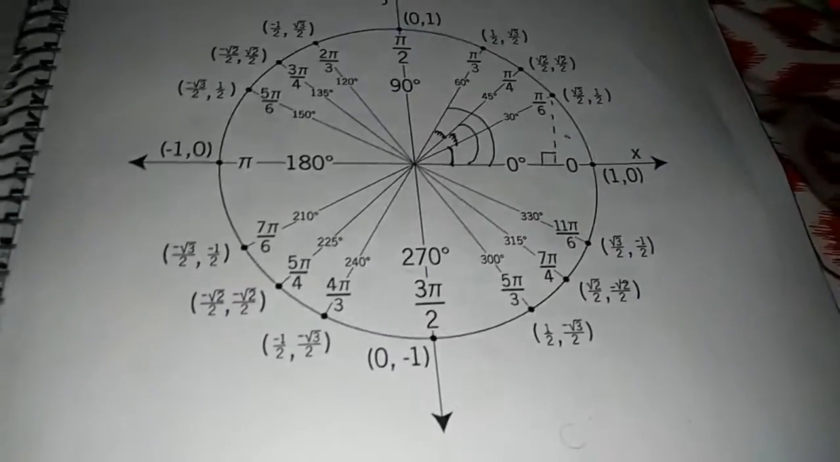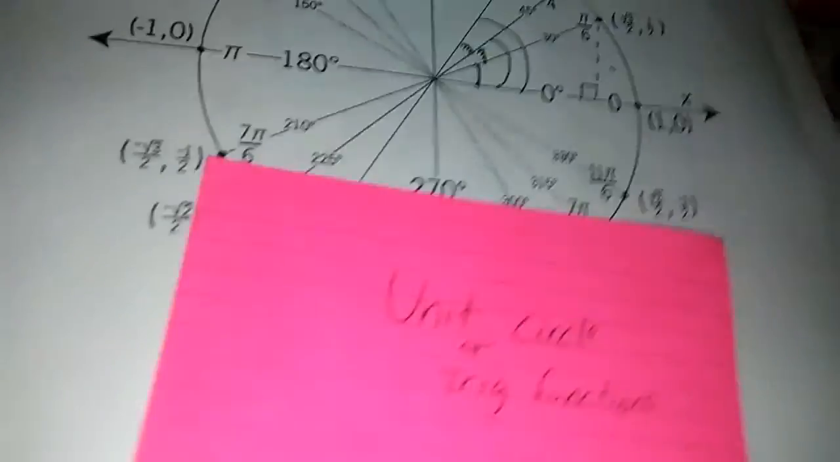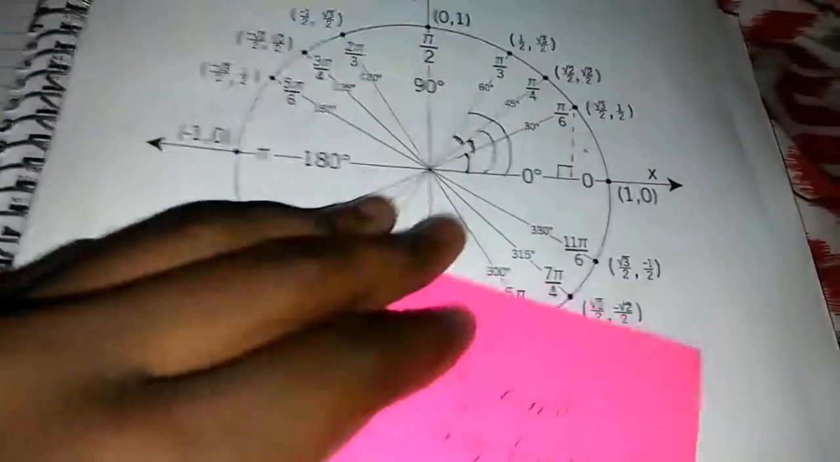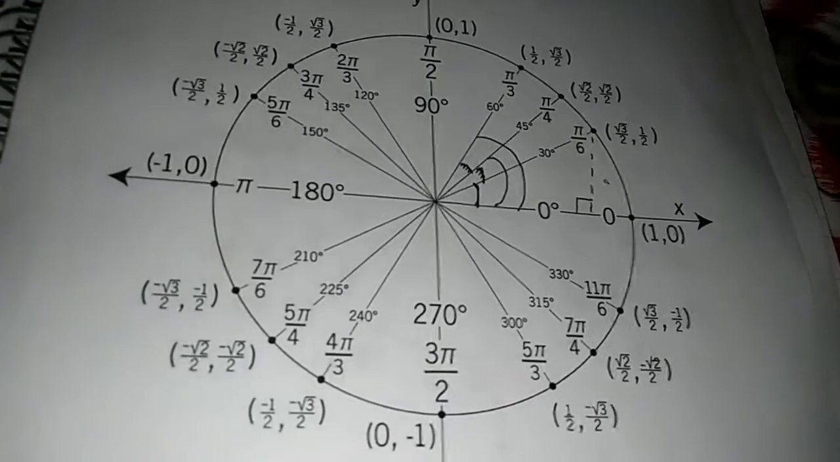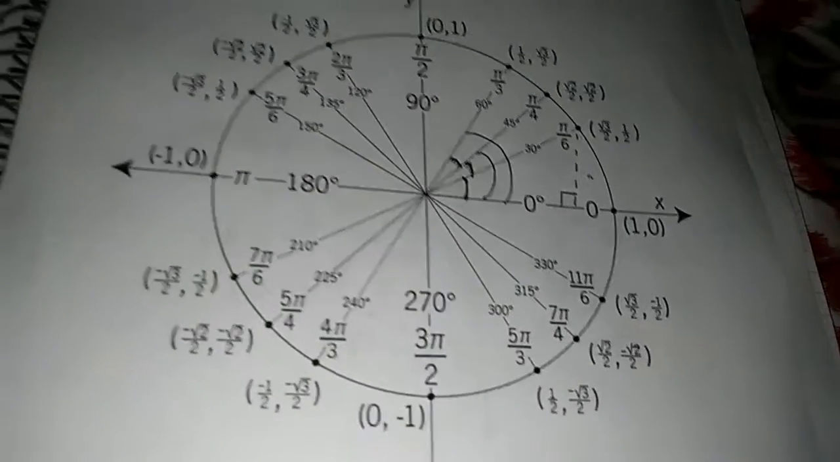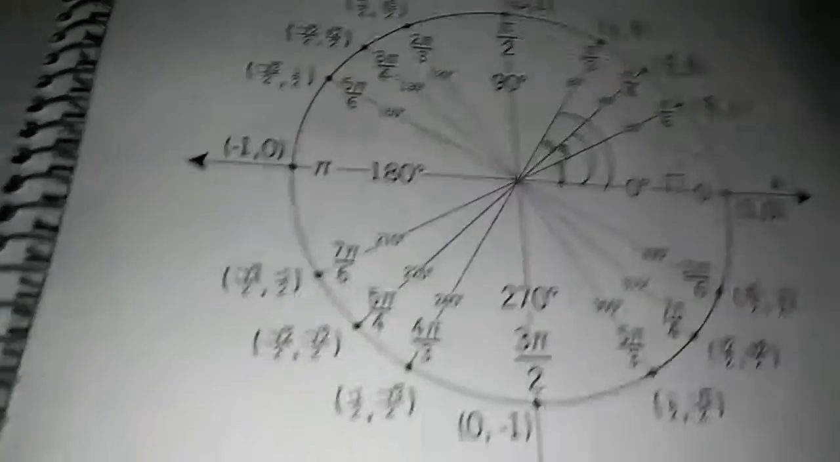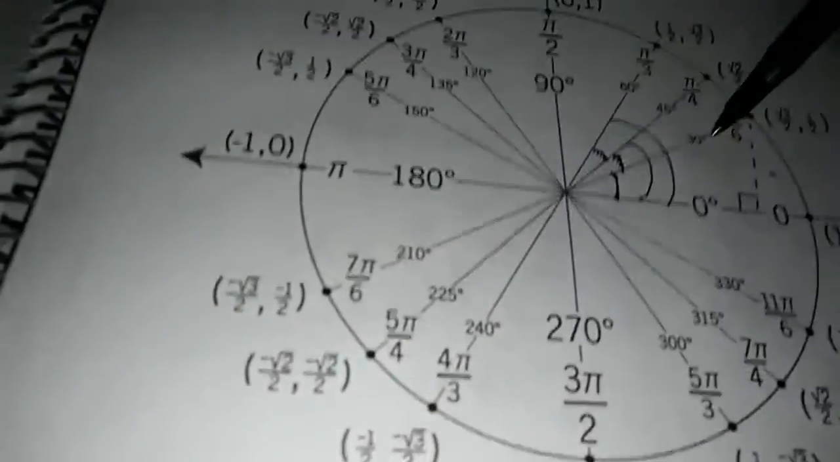I'm going to be explaining how the unit circle relates to the trigonometric functions sine, cosine, and tangent. First, I'm going to explain the unit circle. The unit circle is a circle with a radius of 1 that goes around the graph. And it has points at certain angles, which are 30, 45, and 60.